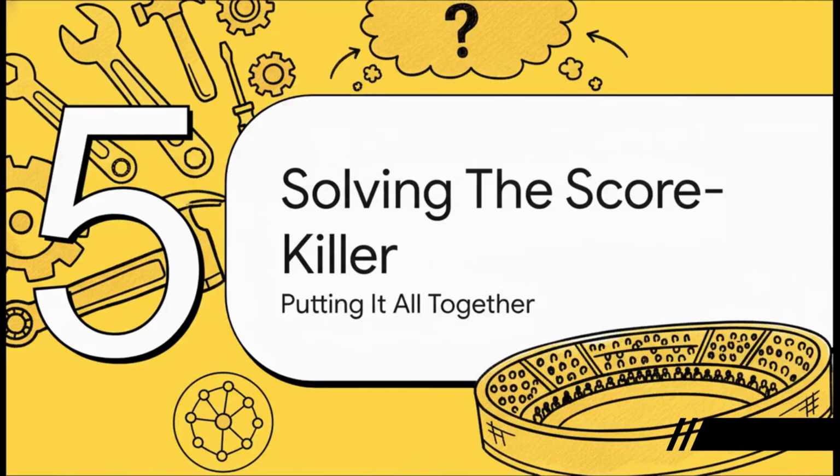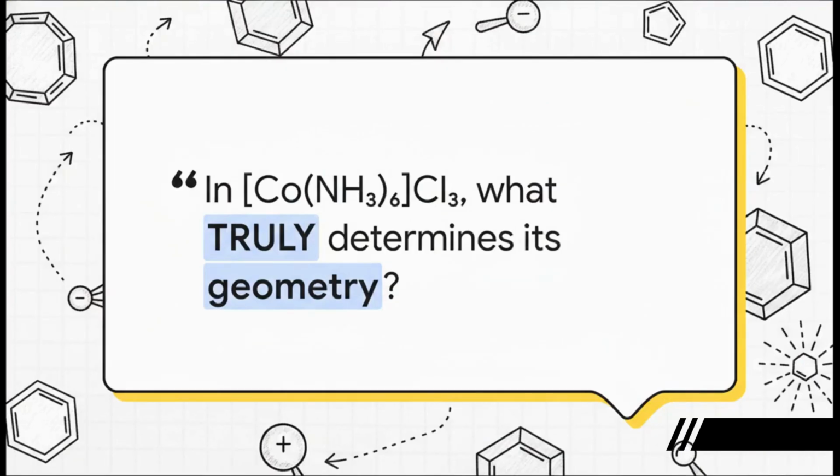All right, team, we've built our toolkit, we get the arena and the spectators. It's time. Let's go back and absolutely crush that original score killer question that started this whole thing. So here it is again, the final showdown. In the compound [Co(NH3)6]Cl3, what truly determines its geometry? Now you have everything you need to answer this with total confidence.